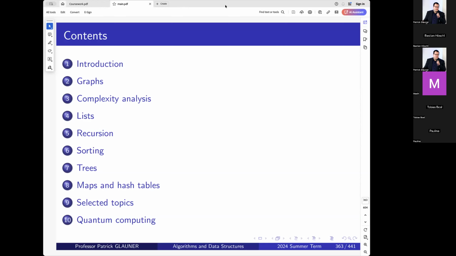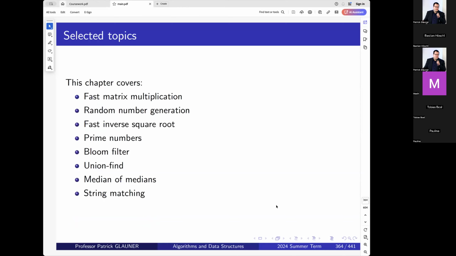Last week, we discussed maps and hash tables, and today we have one more chapter on selected topics. Selected topics is a huge chapter with all sorts of algorithms, and we will not be discussing all of them, only some, and obviously only the ones discussed are relevant to the coursework or the exam, not the other ones. Every year I try to add more algorithms to have some selection of what I'm teaching towards the end in the term. We will start with the fast matrix multiplication.